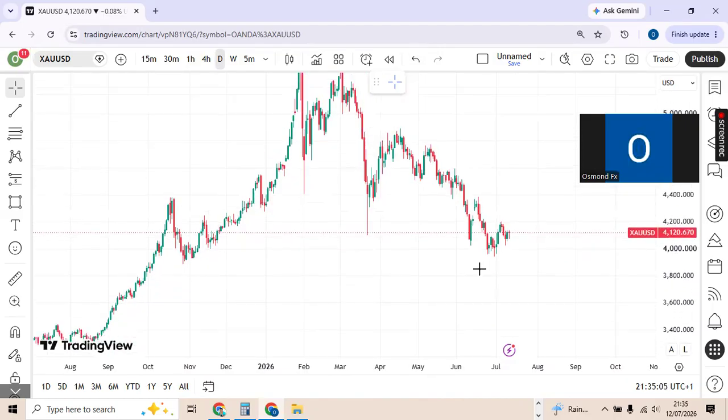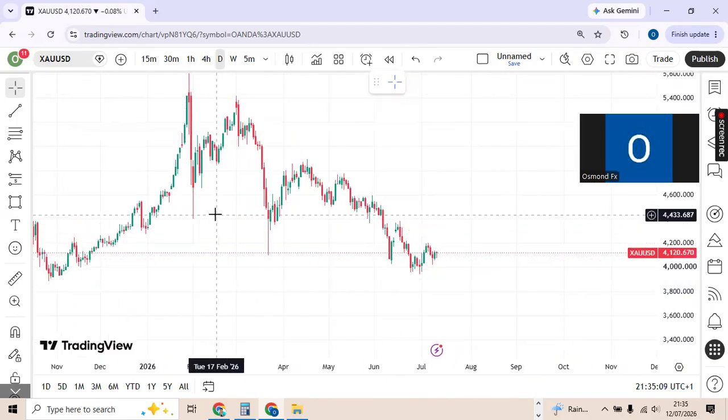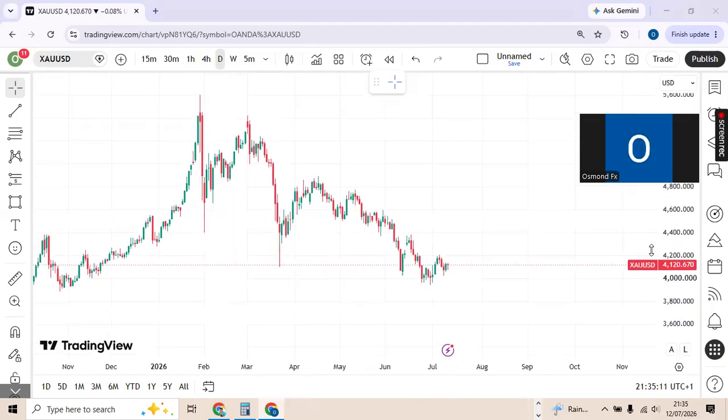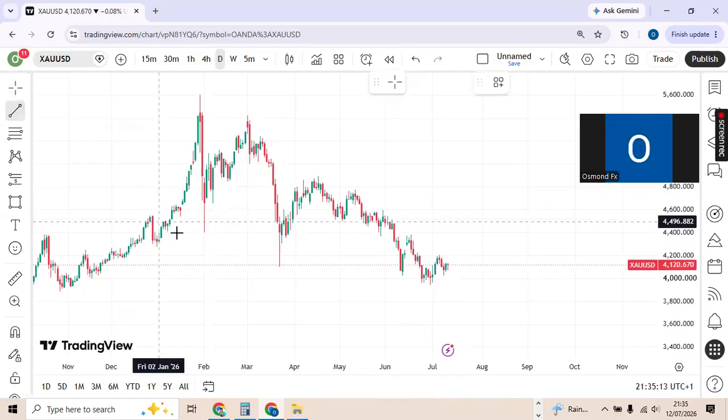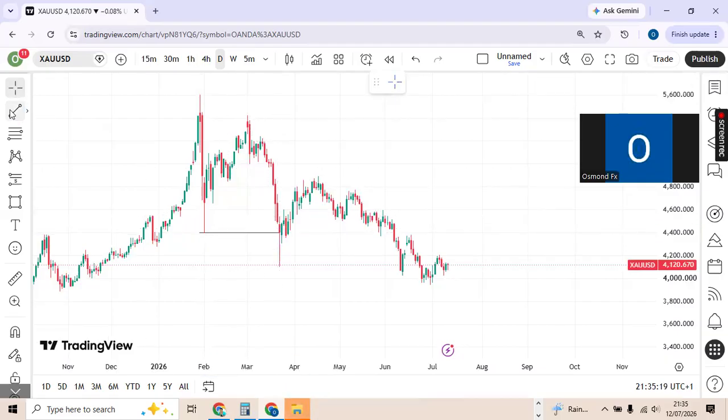So guys, looking at gold, we all can see that the market is in a downtrend. You can see that the market broke this low, right? And if we pay close attention again, the market also broke this low.